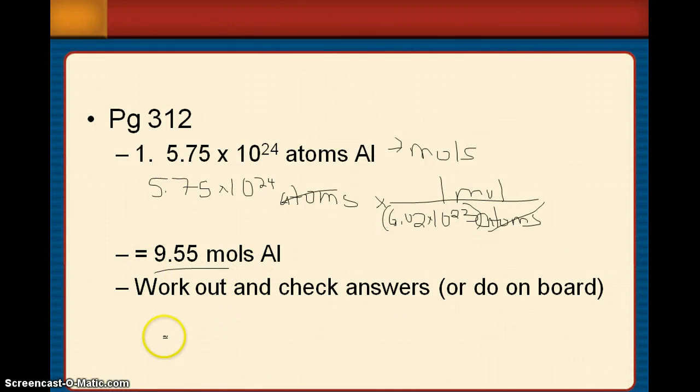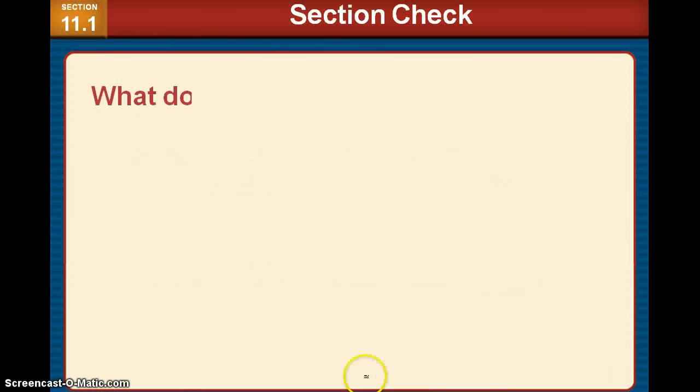Again, do the rest of number 4. So number 4, B through D, and check your answers. You can also go to the board if you want and work those out and have Mrs. Gibson check those with you. I will maybe make a note that you should go to the board. That usually works better.